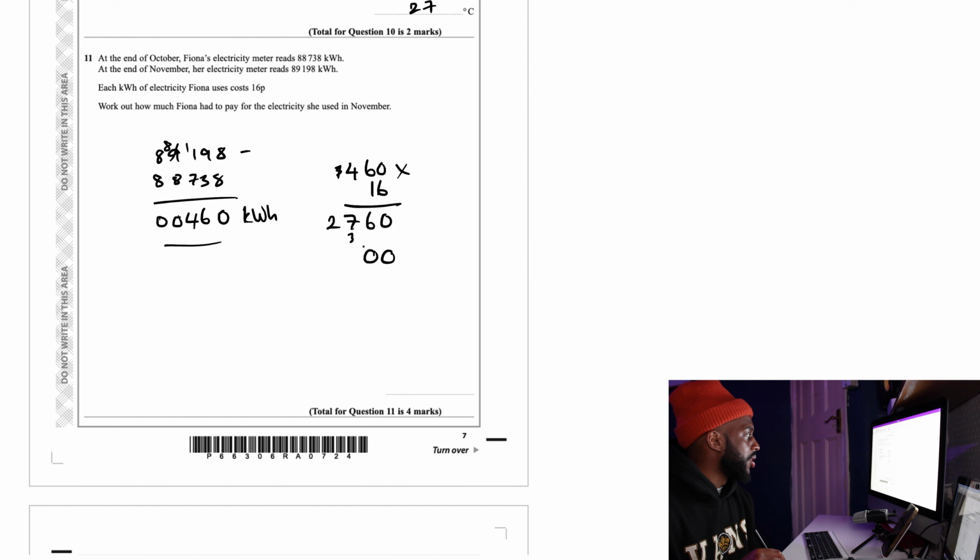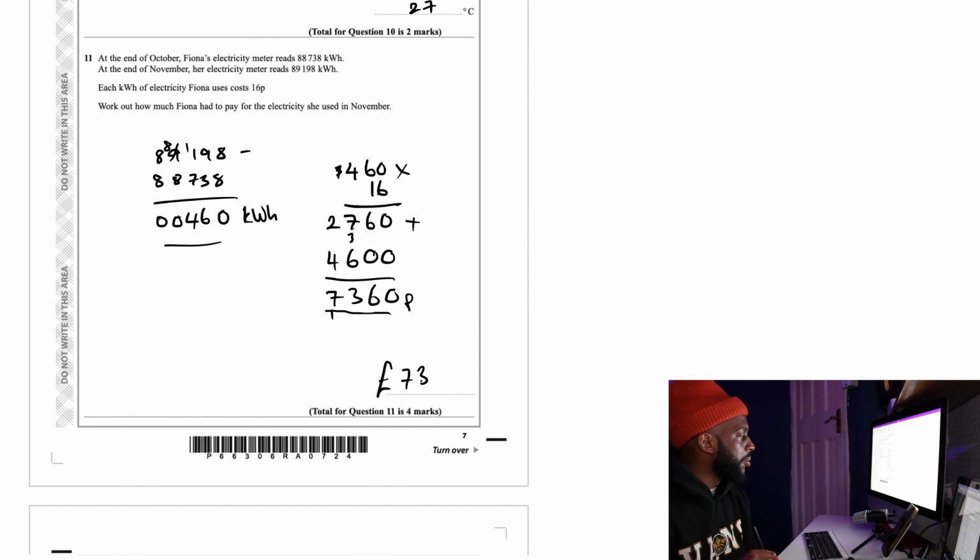1 times 0 is 0. 1 times 6 is 6. 1 times 4 is 4. And then we add these bits. 0 plus 0 is 0. 6. 13, carry the 1. So then that's going to be 7 altogether with the 1 carried. So she had to pay 7,360 pence. But I'm going to put that in pounds and put 73 pounds 60 pence like that.